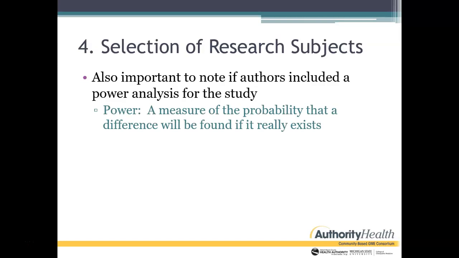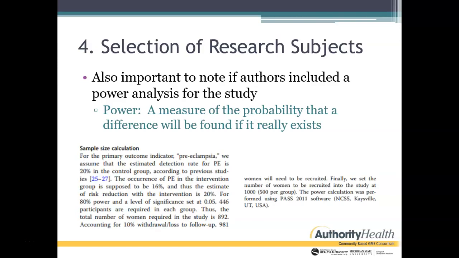Also, it's important to note if authors included a power analysis for the study. So remember, power is a measure of the probability that a difference will be found if it really exists, in fact. And so, for example, in our preeclampsia article, you can see they included a sample size calculation, and there is a consideration for 80% power with a typically used acceptance of 0.05. You can see what they needed in each group, so that's important to note.